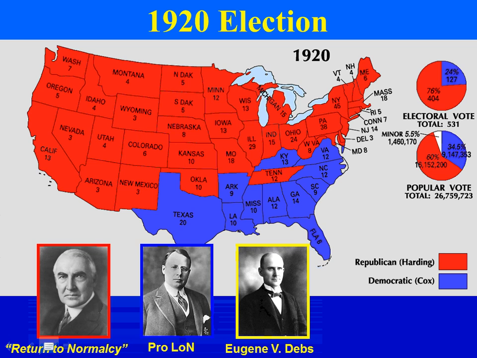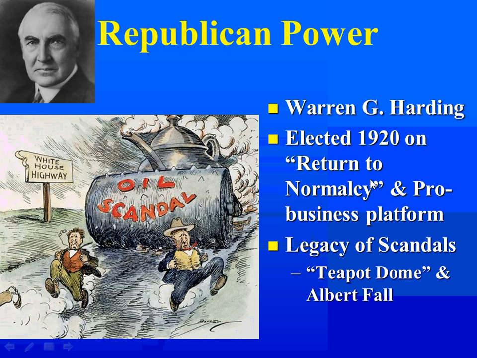So Harding runs on this return to normalcy platform. And normalcy is a word that Harding makes up, but that comes to stand for this idea of moving away from the progressive era and back to a time when American values were strong, etc. And so Harding really represents, again, this kind of backlash against the war and against progressivism, against the idea of standing for something and making changes.